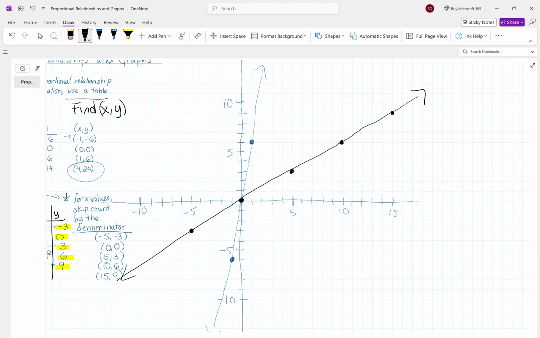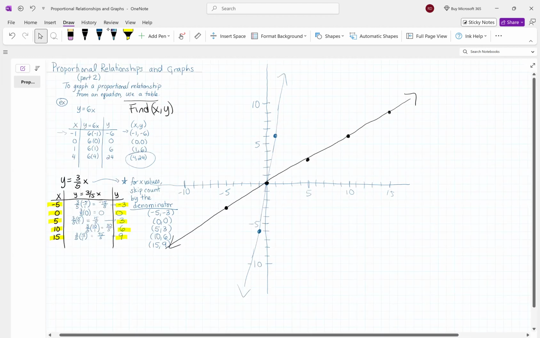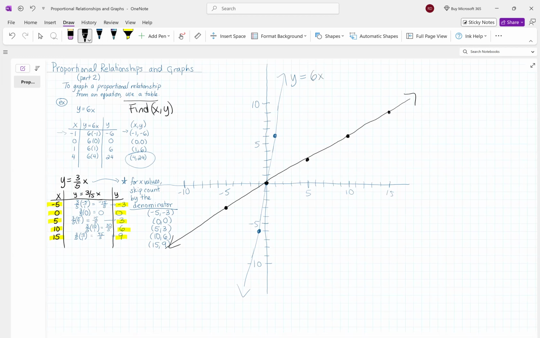and take it to the edges of our graph. And what I want you to get in the habit of doing is make sure you label your lines. So this one was y equals 6x. This one is y equals 3/5 x.